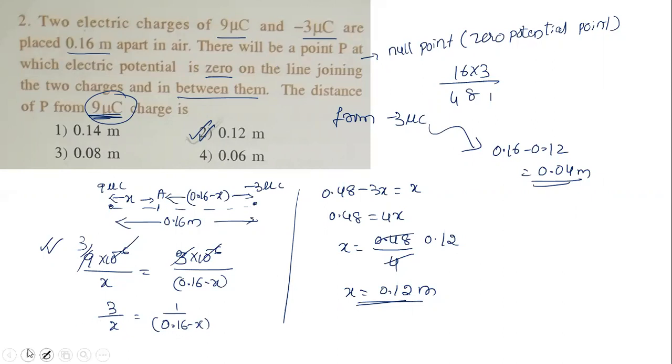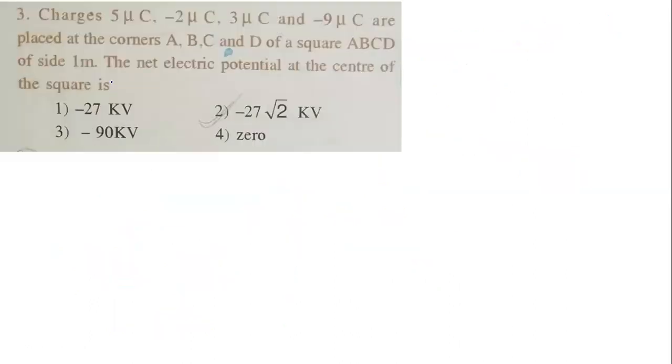Yes, look at the next question now. There are charges 5 microcoulomb, -2 microcoulomb, 3 microcoulomb, and -9 microcoulomb placed at the A, B, C, D corners of square ABCD. The side is how much? 1 meter apart. So the net electric potential at the center of the square is?